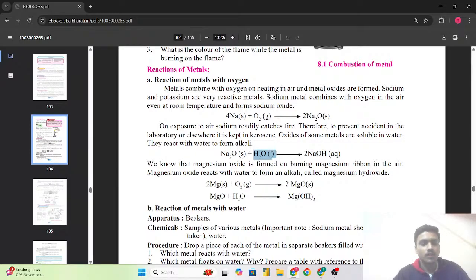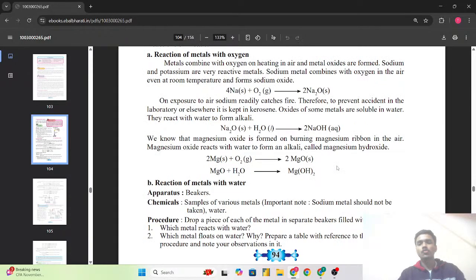A similar example is given here: magnesium oxide is formed on burning magnesium ribbon in air. This experiment we have also seen in chapter 3 of class 10 science 1. When magnesium ribbon burns, it reacts with the oxygen present in the air, so magnesium oxide is formed. When magnesium oxide reacts with water, it forms an alkali called magnesium hydroxide.